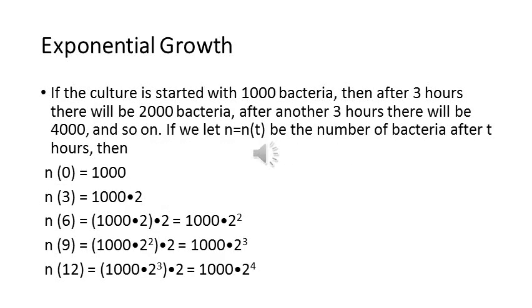Considering the ideal conditions of exponential growth, if the culture is started with 1000 bacteria, then after 3 hours there will be 2000 bacteria. After another 3 hours there will be 4000, and so on. If we let n = n0 × 2^(t/T), where T is the time of doubling the population, n is the number of bacteria after t hours.